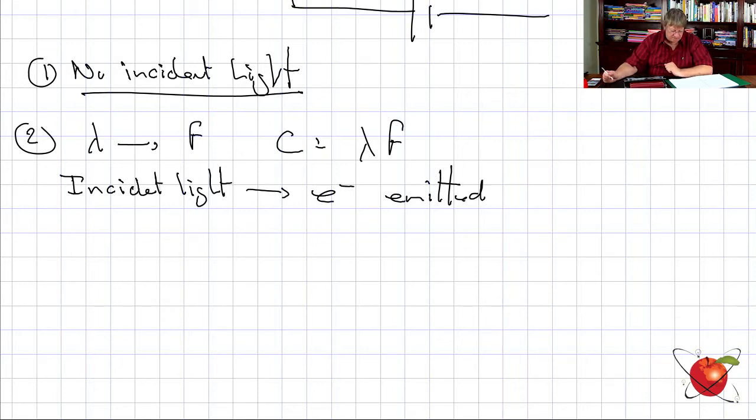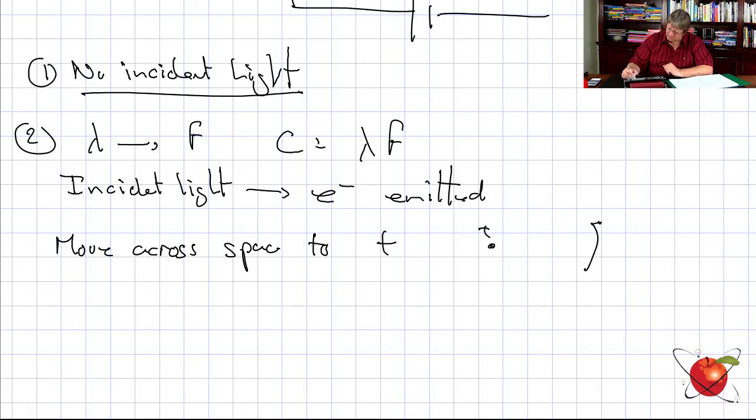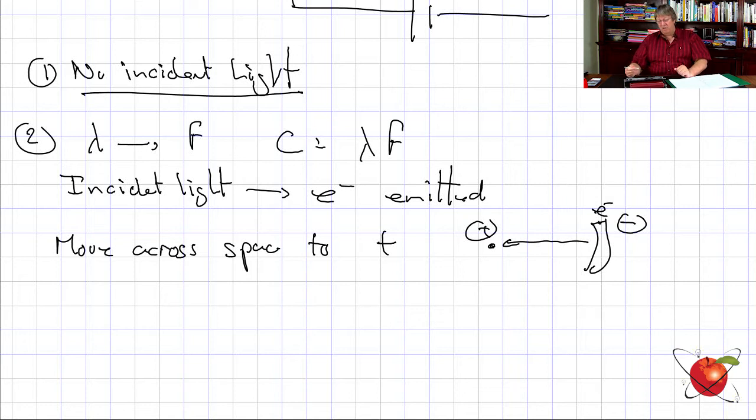Then they can move across the space to the positive. I've got my positive, and here's my electron, my negative side. The electrons move across there because the positive attracts the electron, which is negative. So it moves across the space to the other side. Now, when that electron gets there, more and more are on their way. It means that the current starts flowing. So when the light shines on it, the current starts flowing.